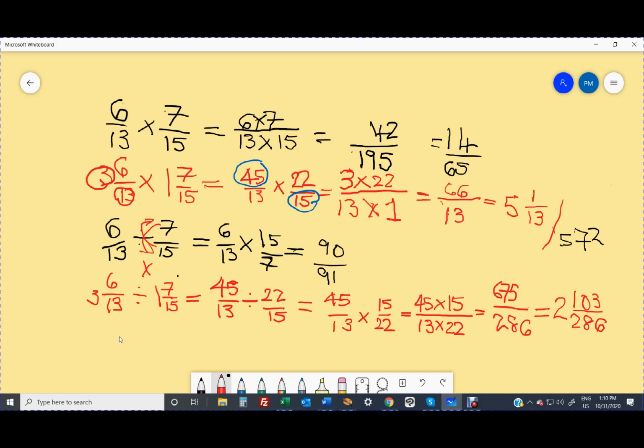So we've got 45 times 15 divided by 13 times 22. Okay, it's a bit laborious, but it's not difficult. 675 divided by 286. And that equals 2, and then twice 286 was 572. 572 from 675 was 103. So 103 divided by 286. That was the final answer.